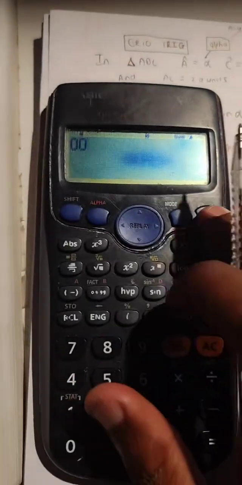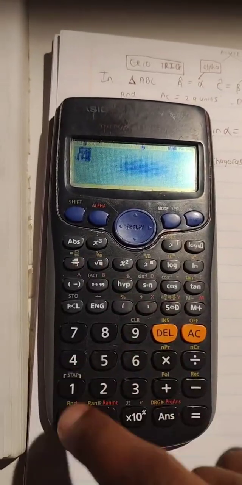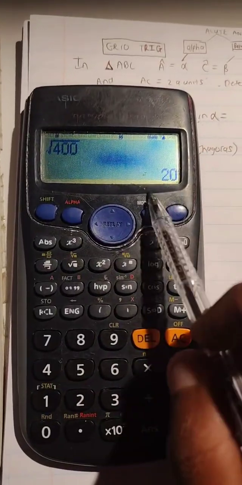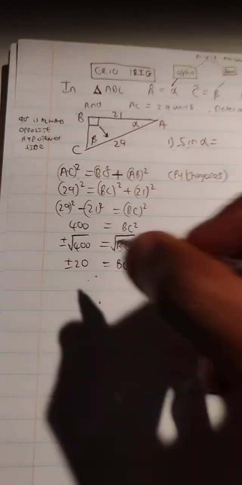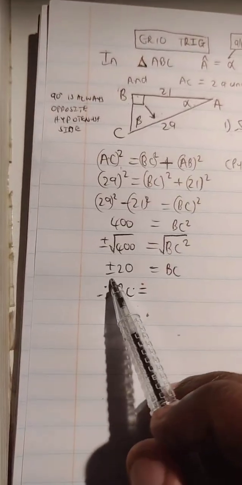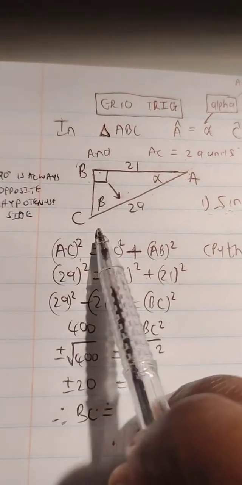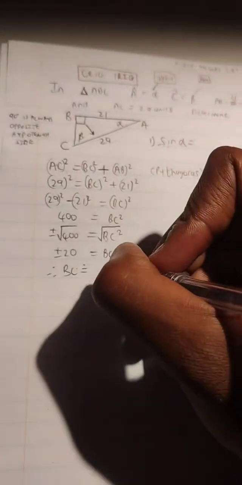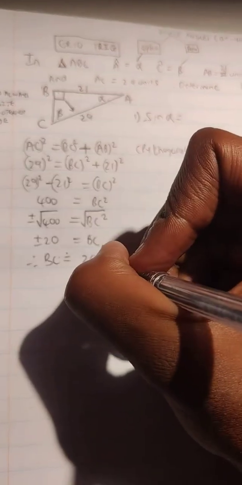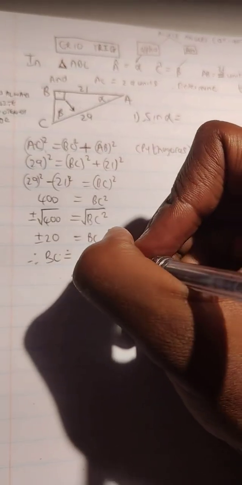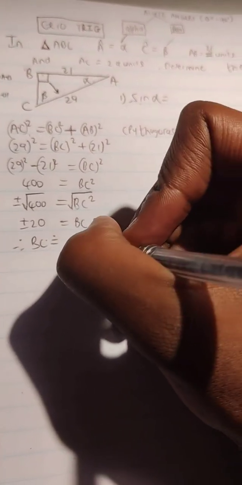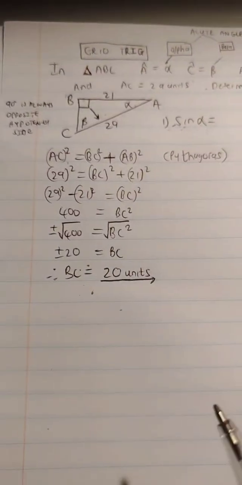But what is the square root of 400? So I go to my calculator and I say, what's the square root of 400? I get 20. So that means BC can either be a positive 20 or a negative 20, but we reject the negative answer because a length of a side can never be negative. A length of a side can only be positive. So therefore, BC is equal to 20 units.